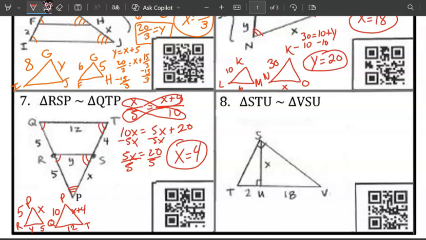And then let's set up another one. Y over 5 equals 12 over 10. Cross multiply. 60 equals 10y. Divide by 10. Y equals 6.